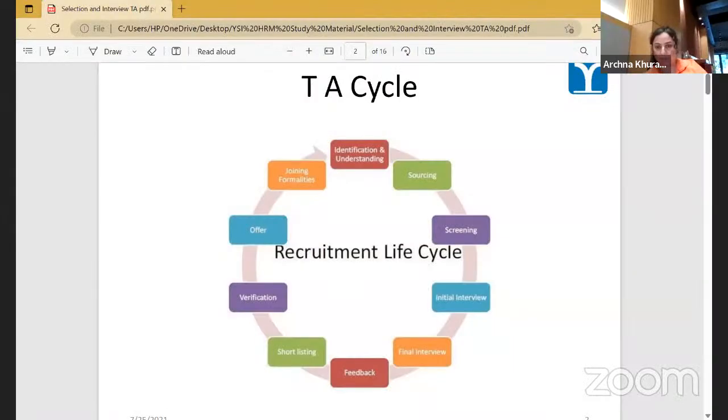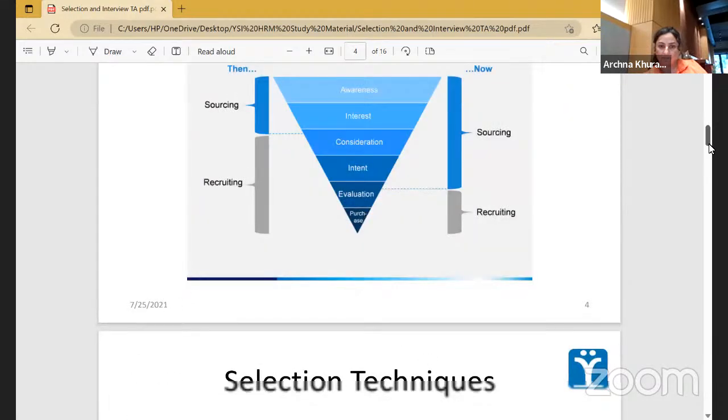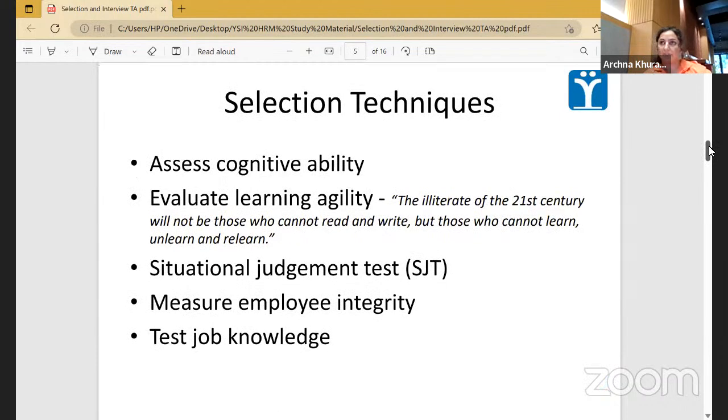Till recruitment, we'll be talking about initial interviews, final interviews, and in between what kind of assessments we can involve during the selection technique process, right? This we have done. So these are the selection techniques which are largely used in organizations where we want to assess different kinds of abilities in people.